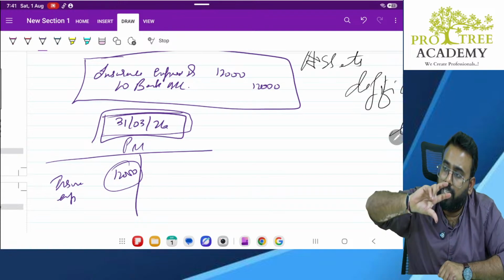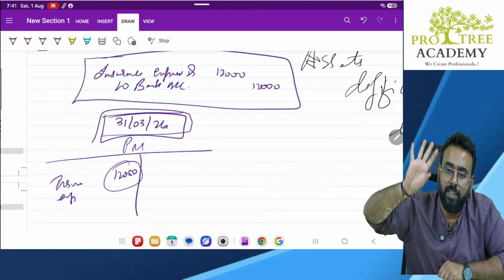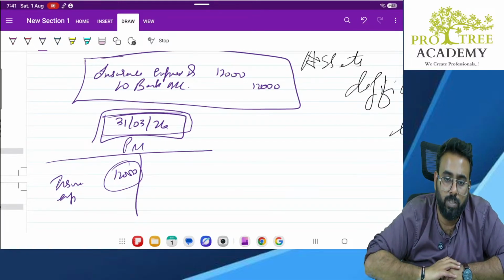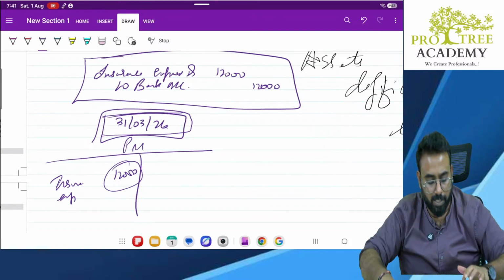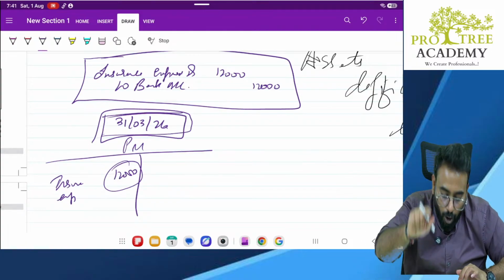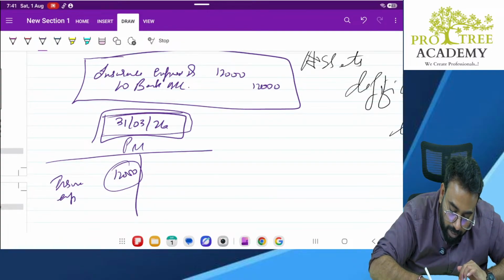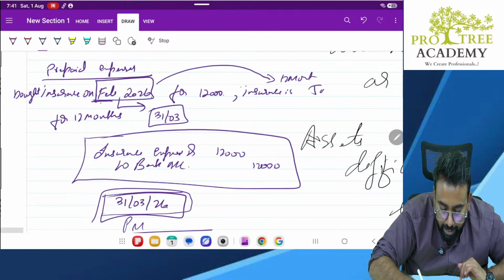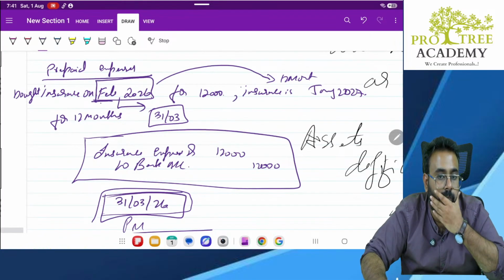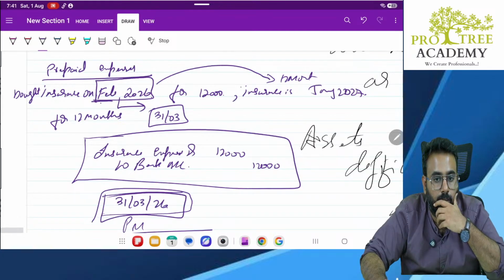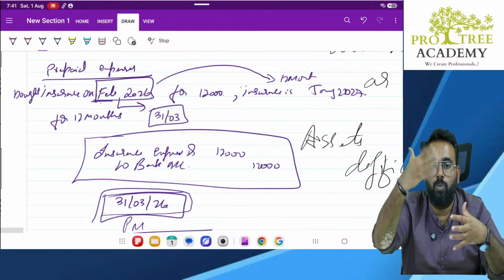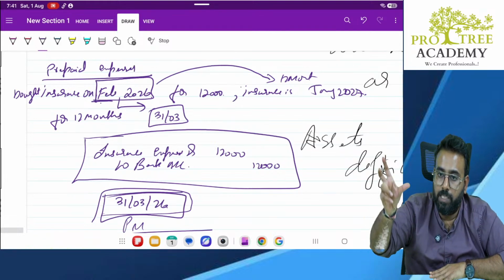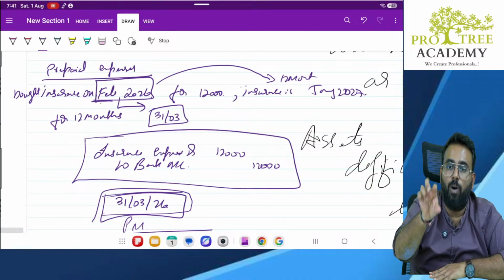So does that mean this 12,000 is already used by 31st March 2026? Is the entire insurance completed by then? Is the entire amount you paid completely utilized before 31st March 2026, or can it be used for the next 12 months, up to January 2027? Insurance is for the next 12 months, but you are paying in advance. It is an expense, but that expense is paid in advance. Correct or no?